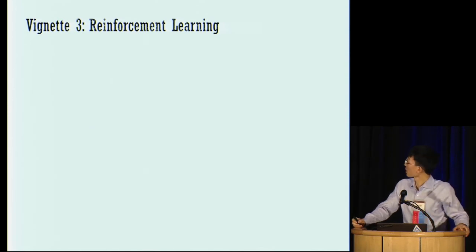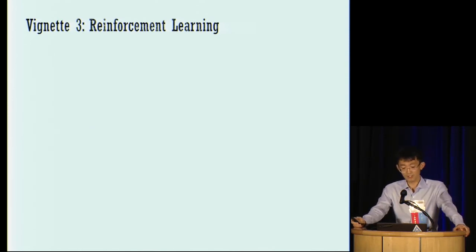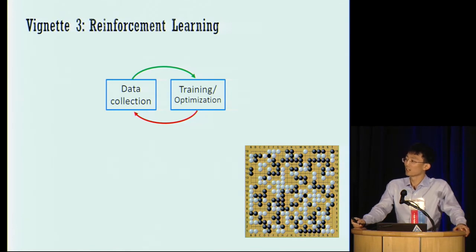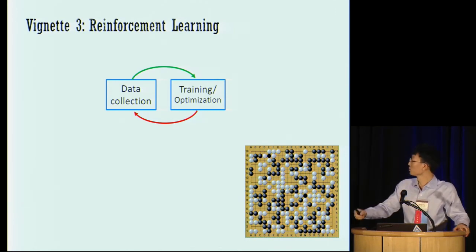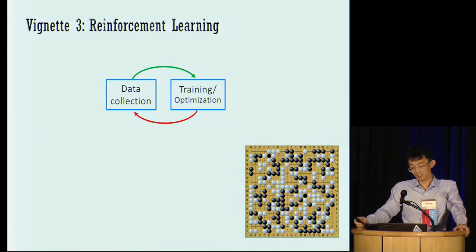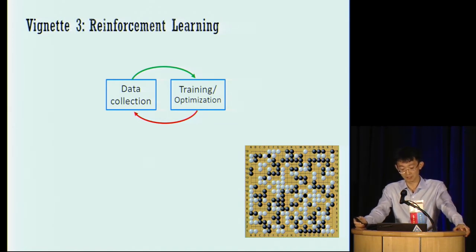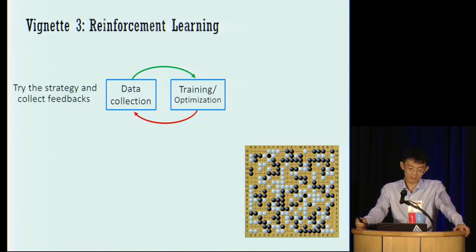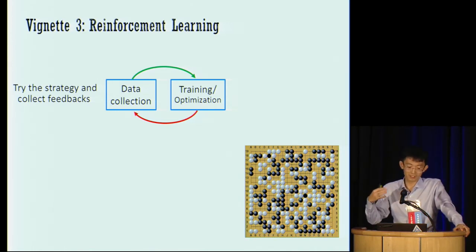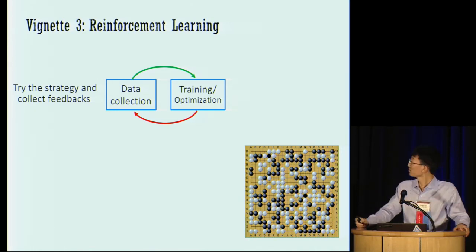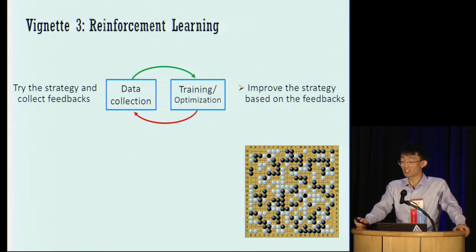So the next example I'd like to talk about is reinforcement learning, which, in my opinion, is pretty much about the interaction between the data collection module and the training and optimization module. For example, if you want to beat the top Go player, then the algorithm you want to use is something like this. At a very high level, it does the following thing. You maintain some strategy, you try the strategy and collect the feedback. And you know whether the strategy works or not, whether you win or fail, and then you improve the strategy based on the feedback.